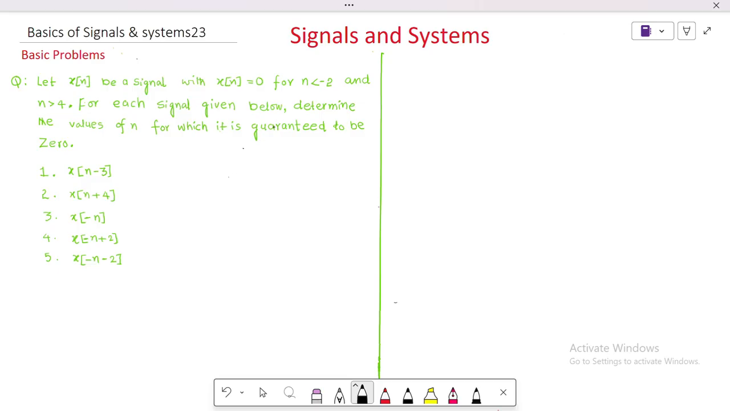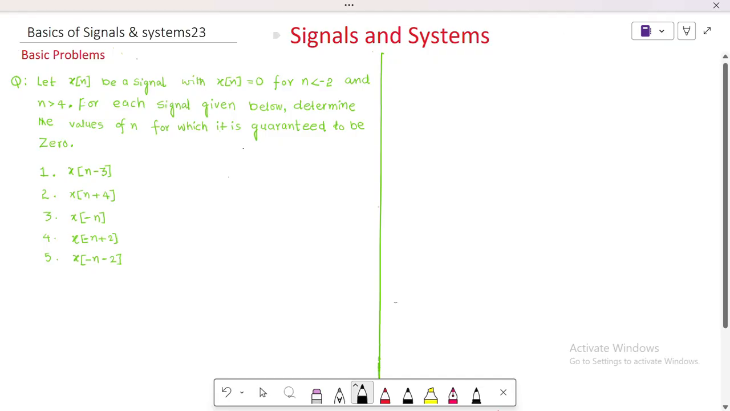So now in this class we are going to discuss some problems. The first problem: let x of n be a signal with x of n equal to 0 for n less than -2 and n greater than 4. It means it doesn't have magnitude for these n values. So this signal has magnitude from -2 to 4 only. For each signal given below, determine the values of n for which it is guaranteed to be 0. The first is x of n minus 3, so for this we should find the n values for which the magnitude would be 0.